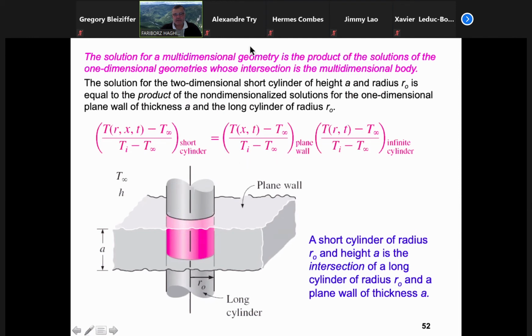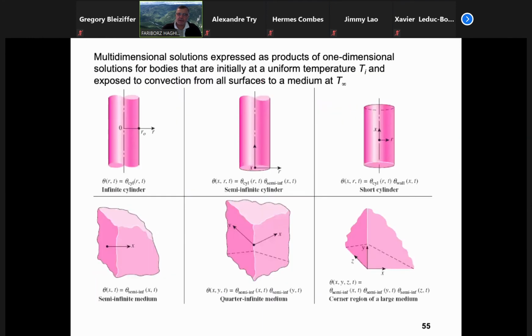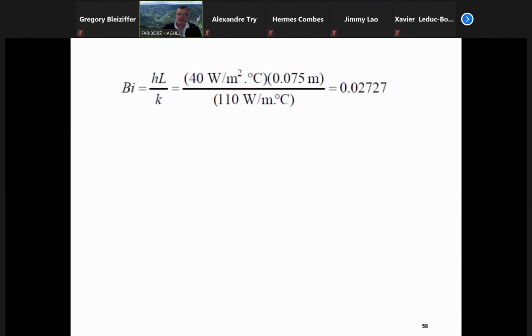And therefore, I have to solve this problem. I want to calculate the temperature at the center. I have to solve it for a plane wall, and I have to calculate this ratio for the cylinder, and then I multiply them together. Therefore, first, let me look at this case of one I have here, the long cylinder. Therefore, the characteristic length is R. Therefore, I try to calculate the Biot number. This is exactly what we do here. We calculate the Biot number from here.